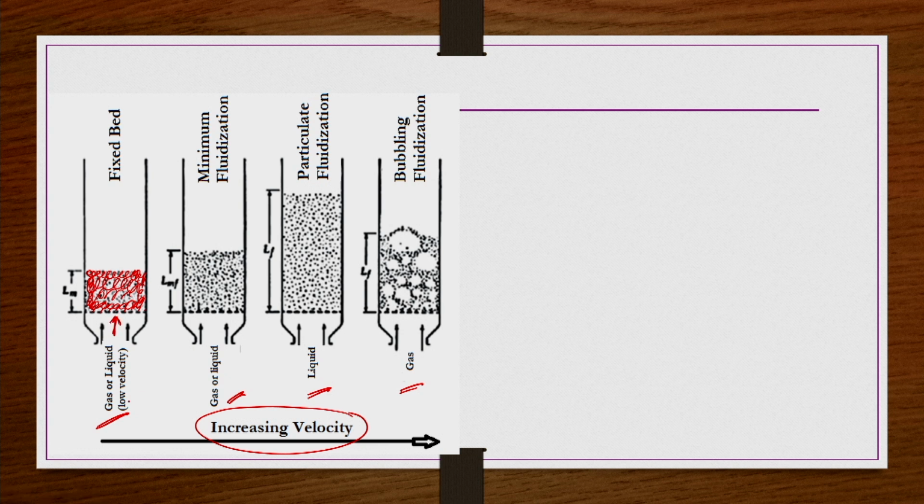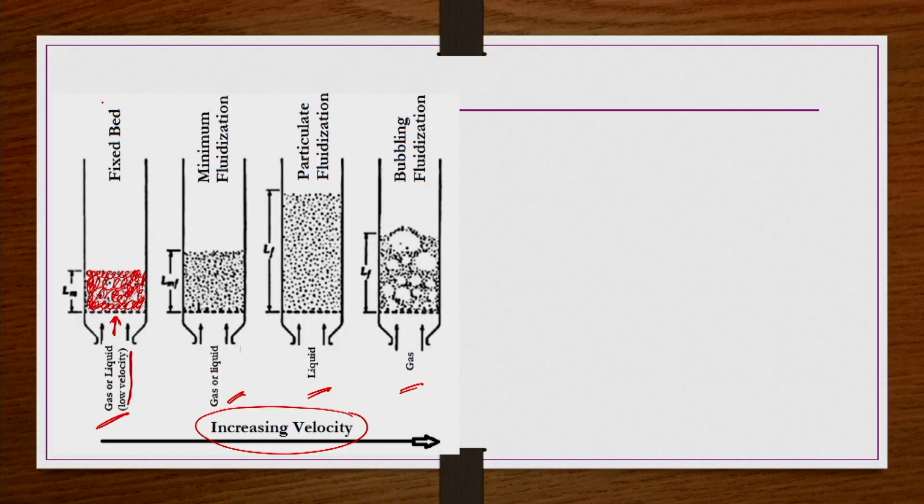So, as long as the velocity is low, the gas or liquid, whether you use gas or liquid to flow through this bed, is not going to expand it. Its packing structure is not going to change. If the packing structure does not change, the pressure drop versus velocity or flow rate relation that we developed through Ergun's equation will hold here also. And these conditions we call a fixed bed.